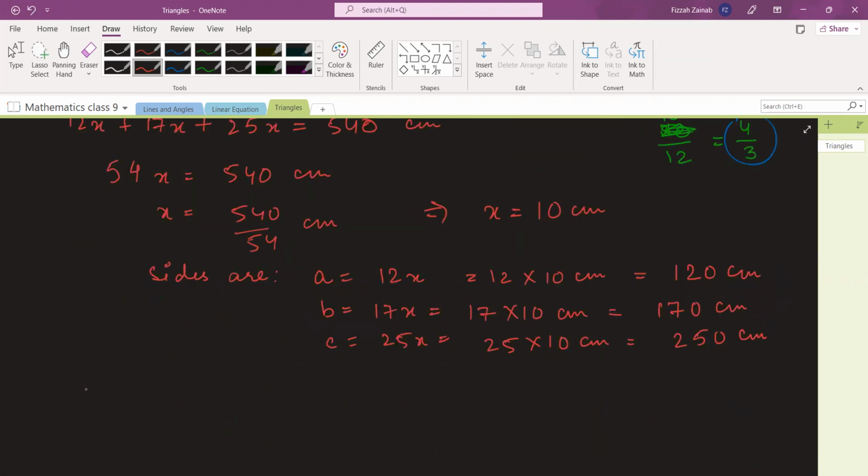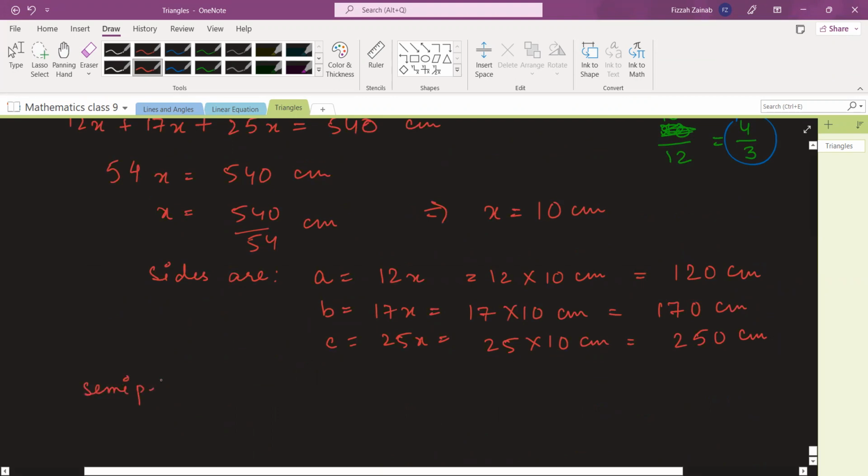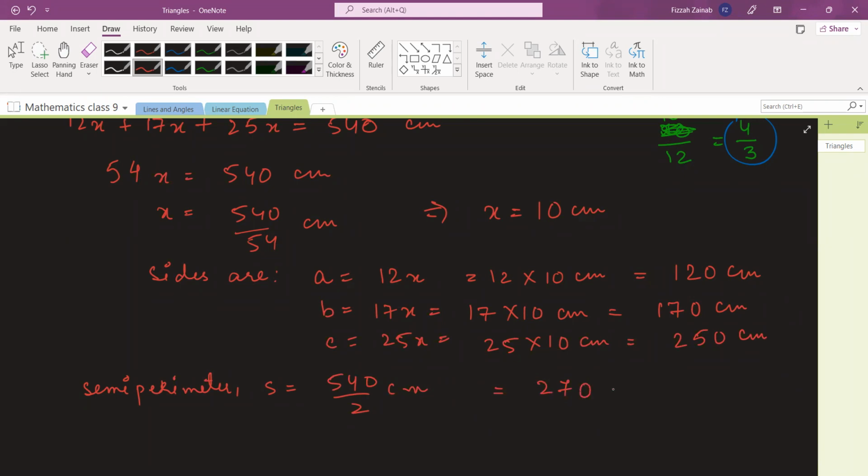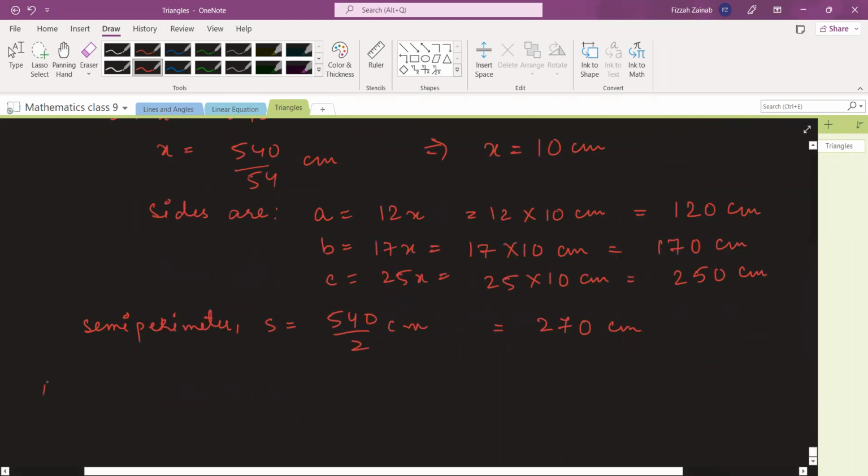So find the semi-perimeter first of all. You don't have to add because it's already given. So you can do 540 divided by 2. Clear? Centimeter. So this is 2 into 2 and then 14, so 2 into 7, 270 centimeter. Now you find the area.